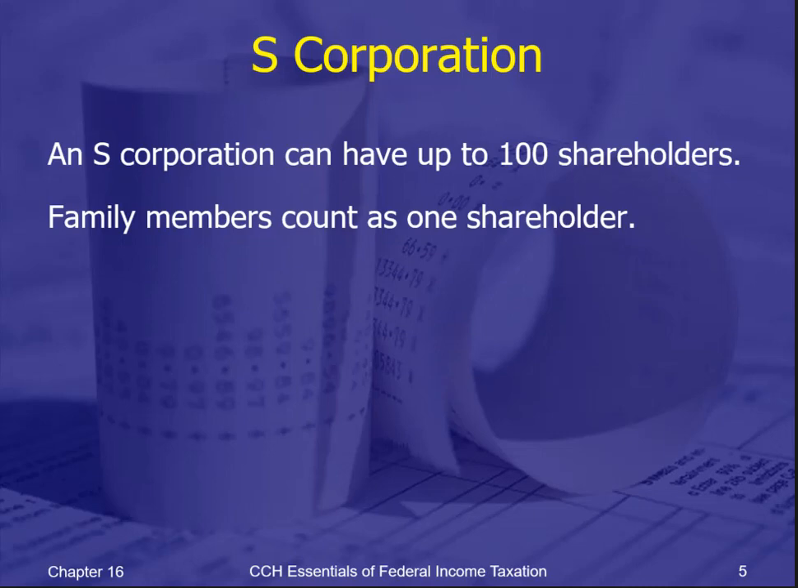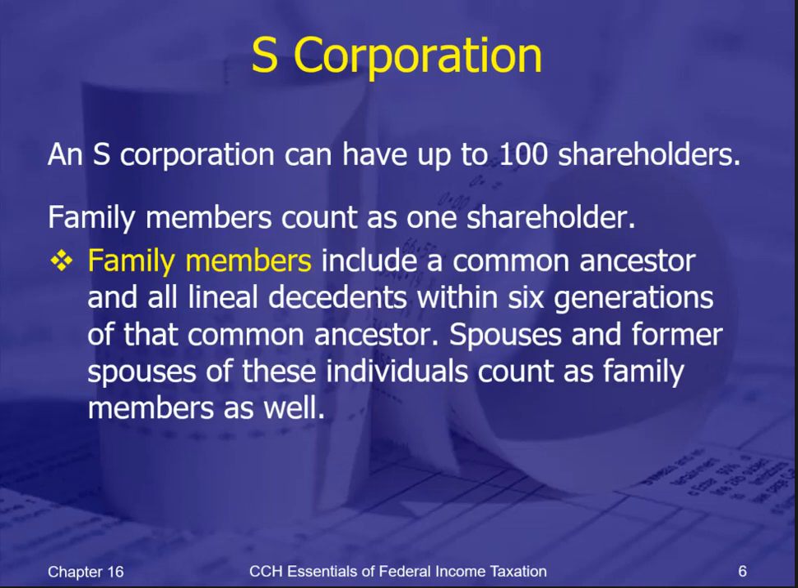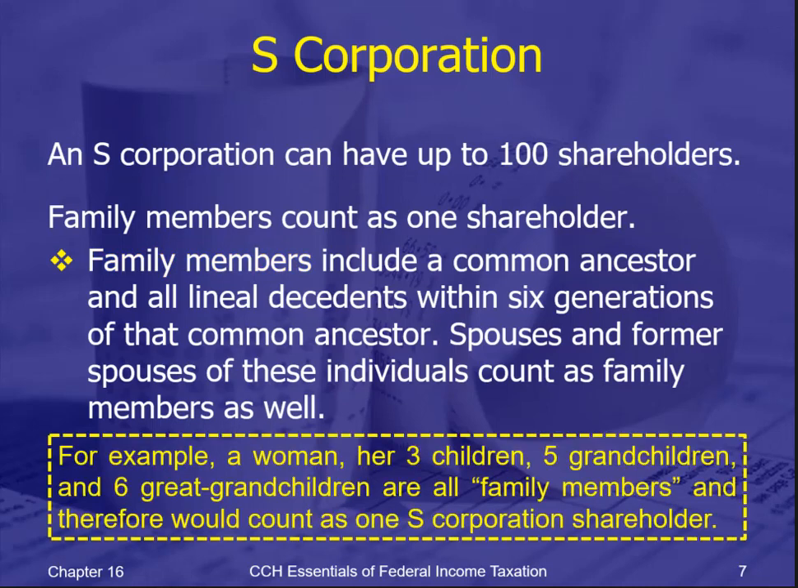the sense that every family member counts as one shareholder. And that definition of a family member is even more expansive. 6 generations going each direction is a family. So a man or woman, 3 children, 5 grandchildren, and 6 great-grandchildren are all family members. And if they all own stock, that would only count as one. So you can see where in the families, it's really going to be hard to exceed the 100 shareholder limit. So it's pretty high and doesn't disqualify too many folks.